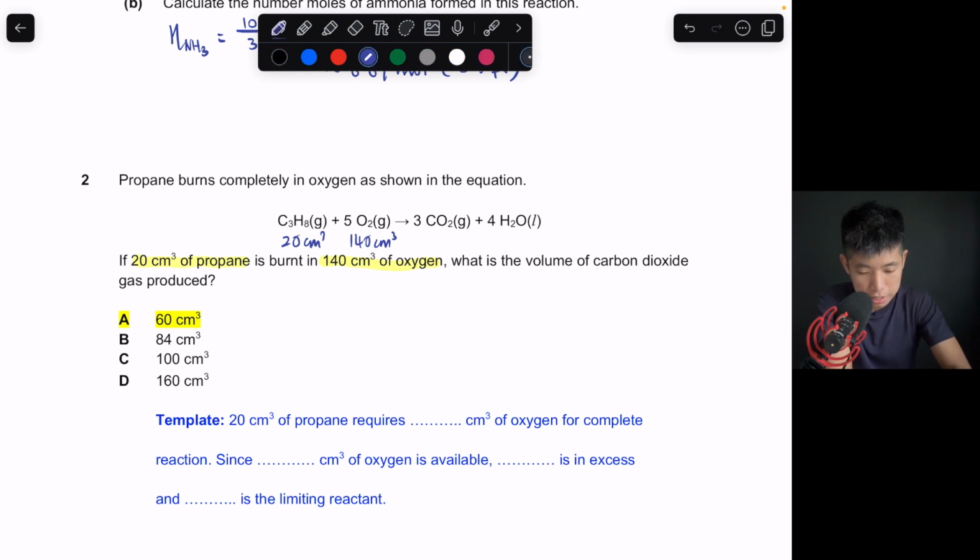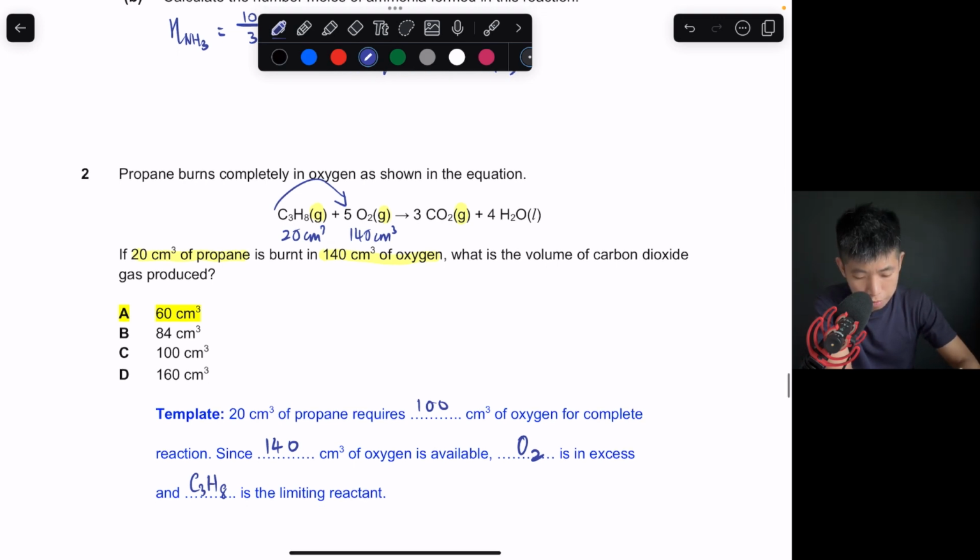Since they are all gases, remember we say that the mole ratio is the volume ratio. So I don't need to convert to moles. I can directly compare the volume here. 20 cm³ would require 1:5, so therefore 100. Since I have 140, oxygen is in excess. I need 100, but I'm given 140. So the other one must be the limiting reactant.